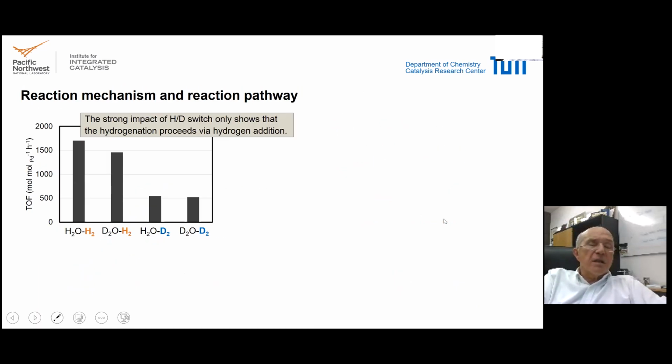Now, the first thing that we want to address is which of the two pathways it goes: hydrogen addition, or proton addition plus electron transfer. And we see, if there were a proton transfer as a rate determining step, then we should see an isotope effect between water and D2O. We hardly see one. But we see a huge effect, independent of whether it's water or D2O, if we switch from hydrogen to deuterium. And therefore, we know in this situation that it must be the addition of a neutral hydrogen to those molecules.